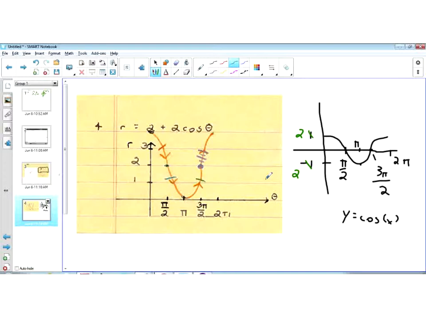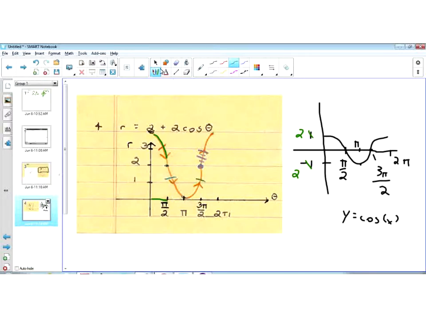Now, to plot this, what you'll do is divide the interval 0 to 2 pi into 4 equal length subintervals. So we're going to plot this in the polar plane. From 0 to pi halves, the sketch in the polar plane of r equals 2 plus 2 cosine theta would basically be this content right here. So you take the locus of points defined by this green arc and plot it in the polar plane.